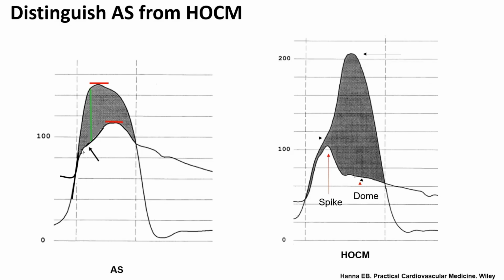Which testifies to the fact that upslope is slow, unlike the sharp upslope of dynamic LVOT obstruction. Okay, so you get sluggish, late peaking aortic pressure. Late peaking, it's what we call pulsus tardus, and sluggish and narrow is what we call pulsus parvus. Whereas with HOCM, you get that early aortic peaking with no gradient early on. The gradient develops later on.